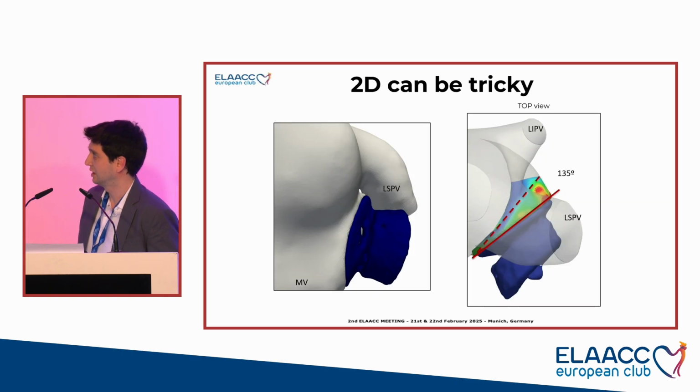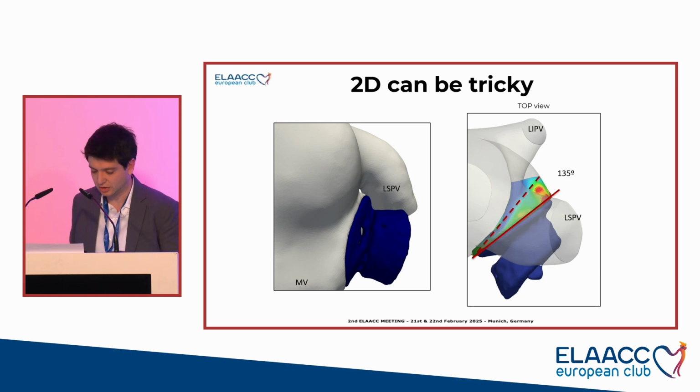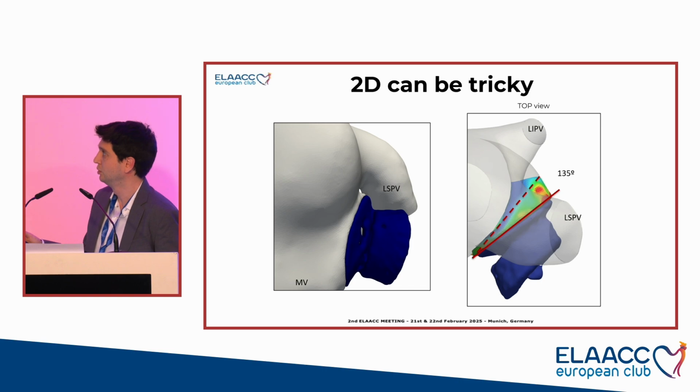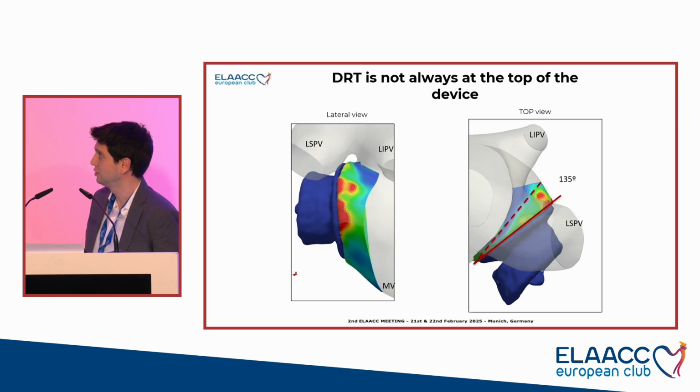Another case that I want to show you, and this is a discussion that maybe Laura can explain better than me afterwards, is that 2D can be tricky, right? In the end, the patient was labeled as proximal, and this is an anterior view, so it can seem proximal. But then when you check the posterior view and the top view, you see that you leave a space here where the blood can stagnate and generate the thrombus.